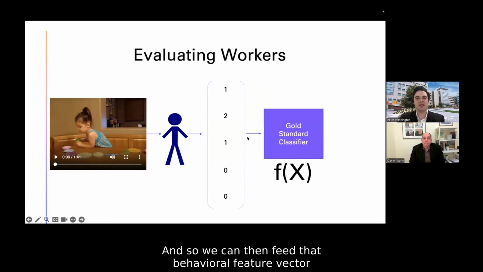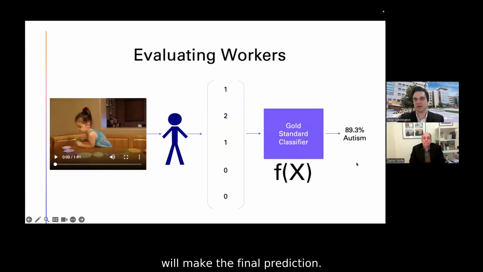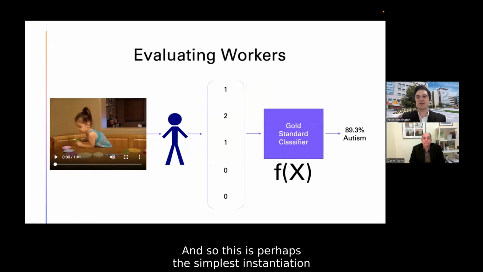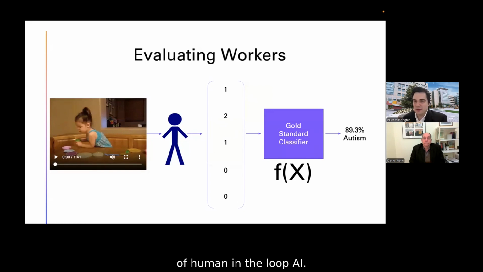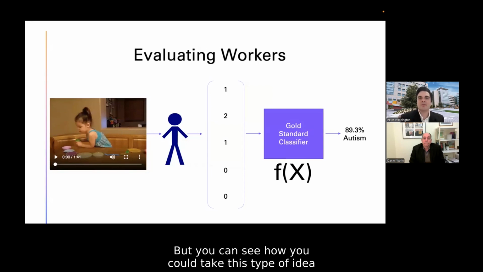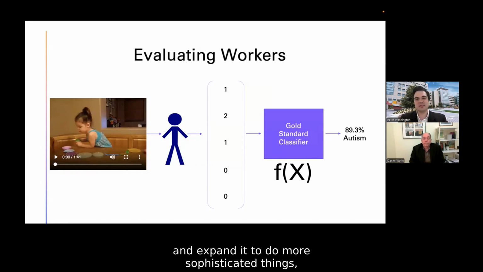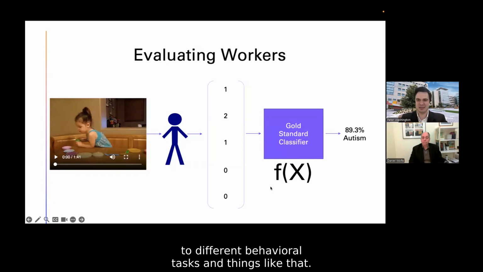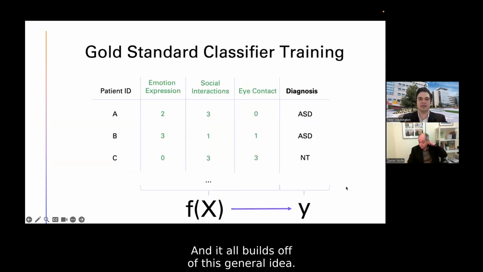And so we can then feed that behavioral feature vector into a machine learning model that will make the final prediction. And so this is perhaps the simplest instantiation of human in the loop AI, and there's not really a loop here, but you can see how you could take this type of idea and expand it to do more sophisticated things like iterative Q&A for assigning different humans to different behavioral tasks and things like that. And it all builds off of this general idea.